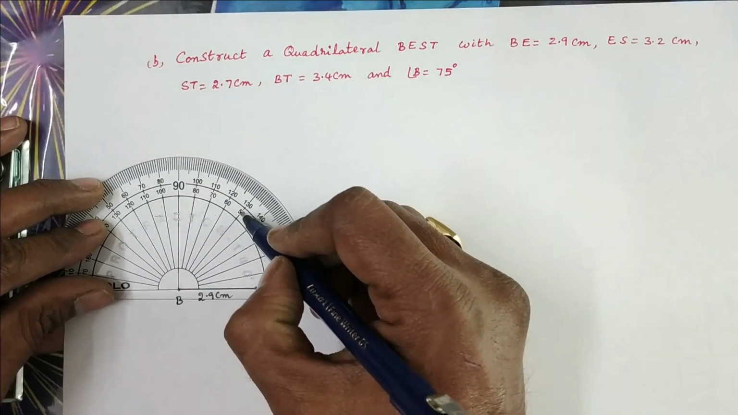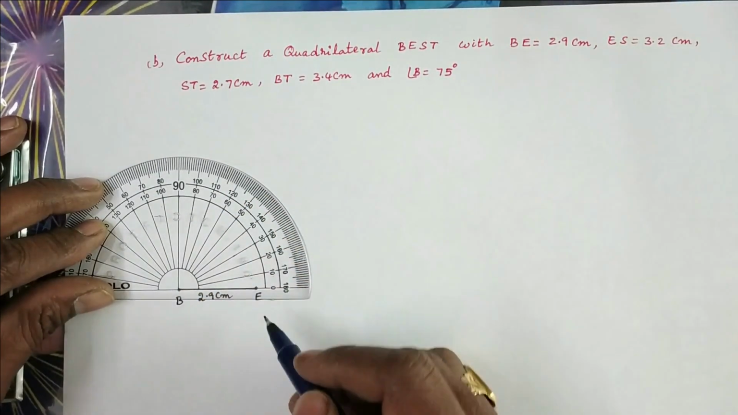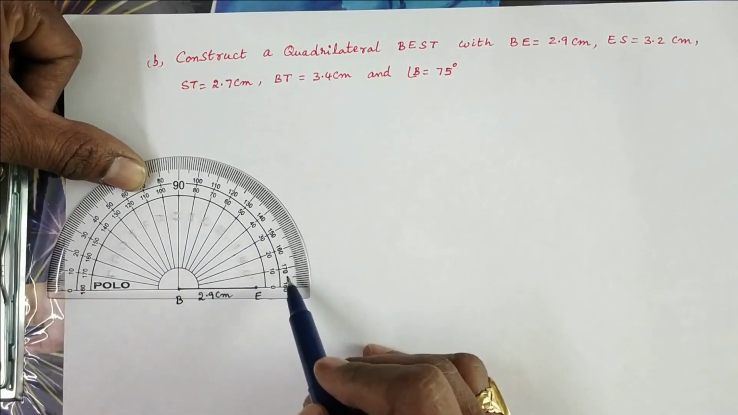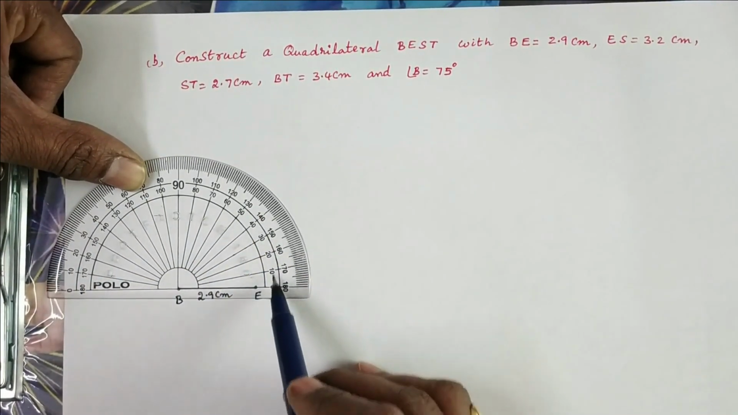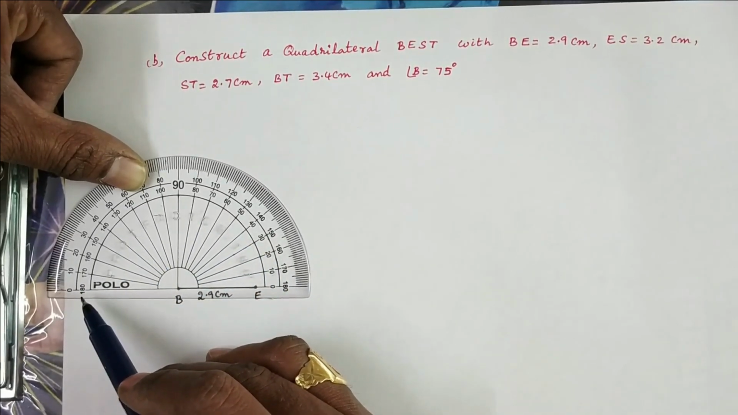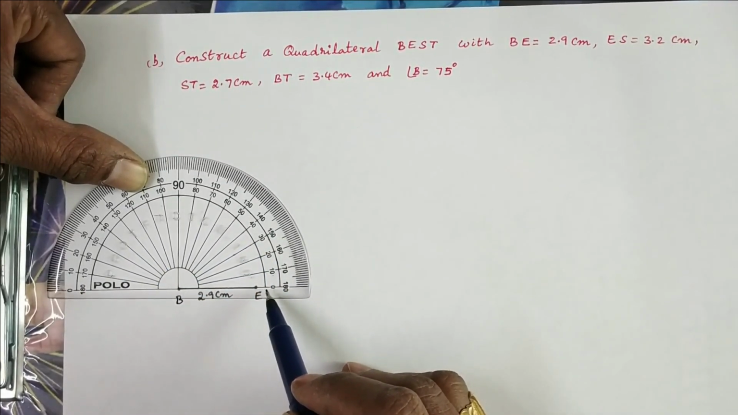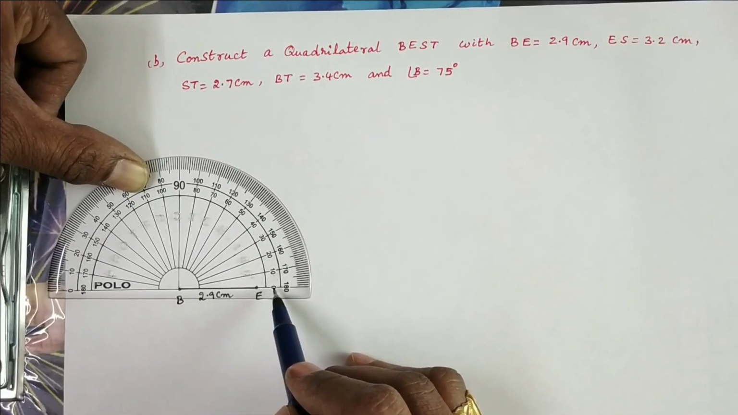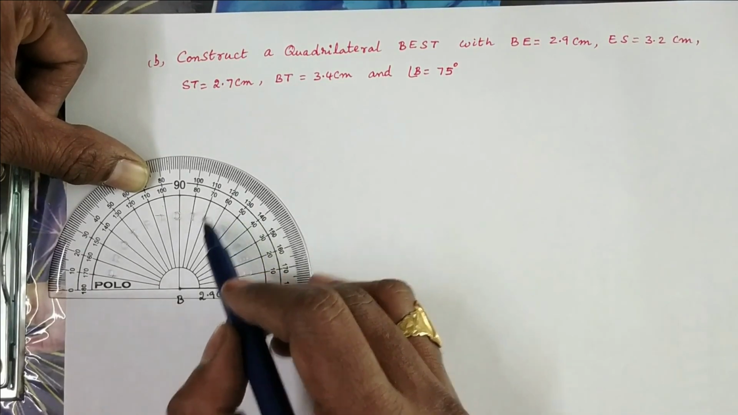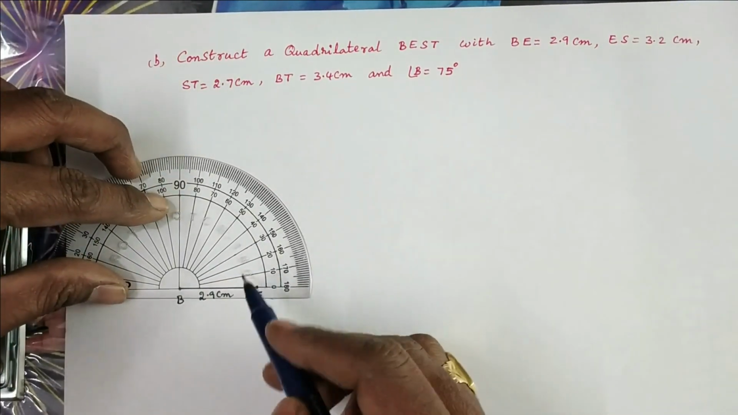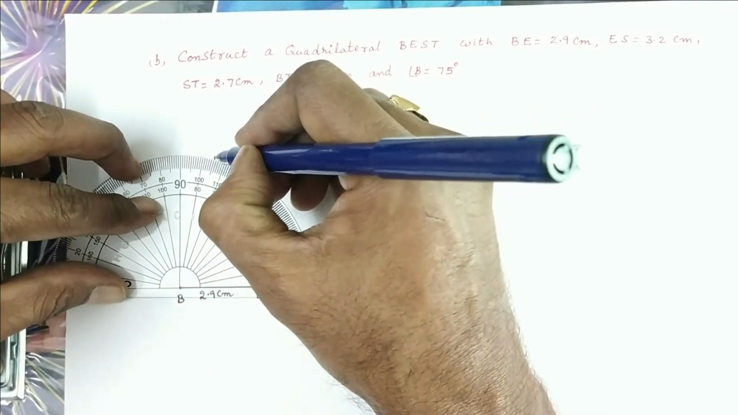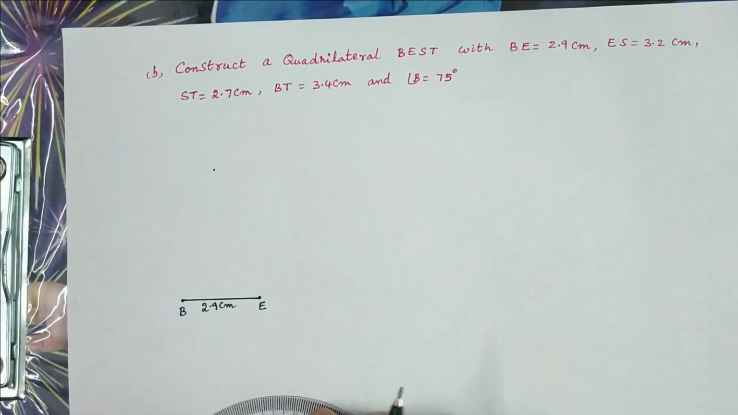Zero, 30, 40, 50, 60, 75. See, two types of measurements are given here. This up 0 to 180, down 0 to 180 anti-clockwise direction. You see down only, because the base line is with the down line, where the 0 is down. So from the down you see that is 75 degrees, 70, 80. So 75 degrees. Mark 75 degrees.